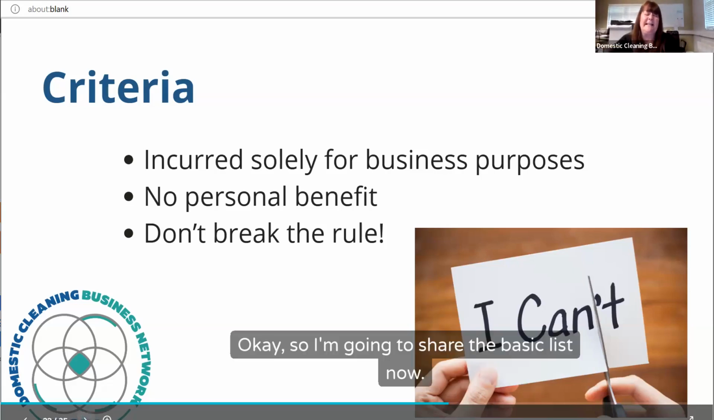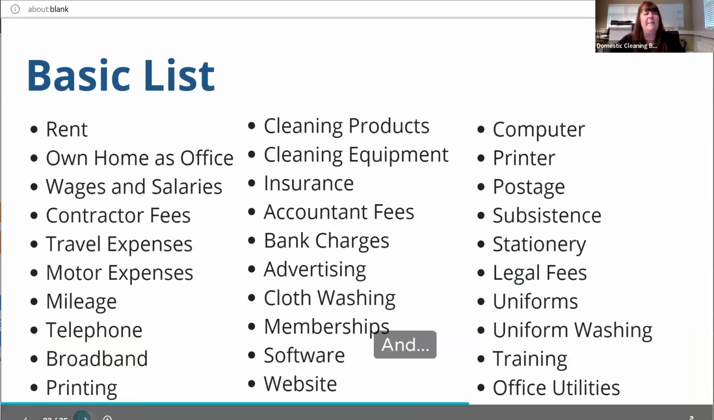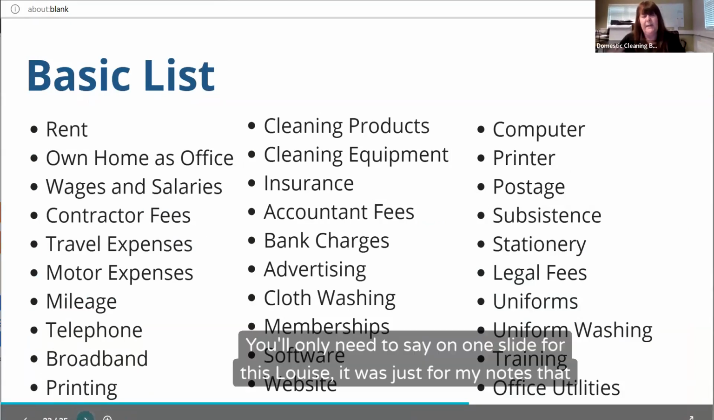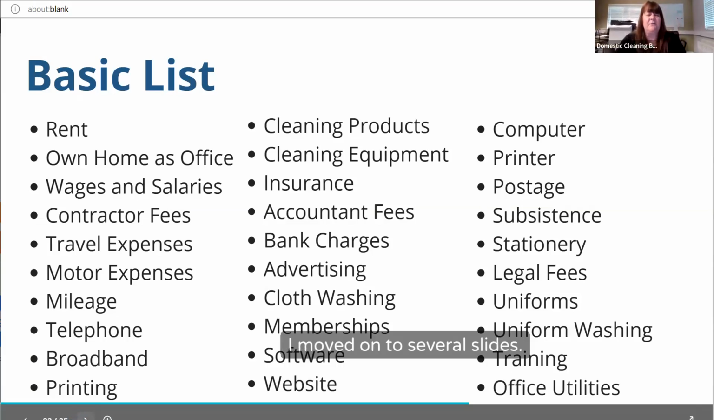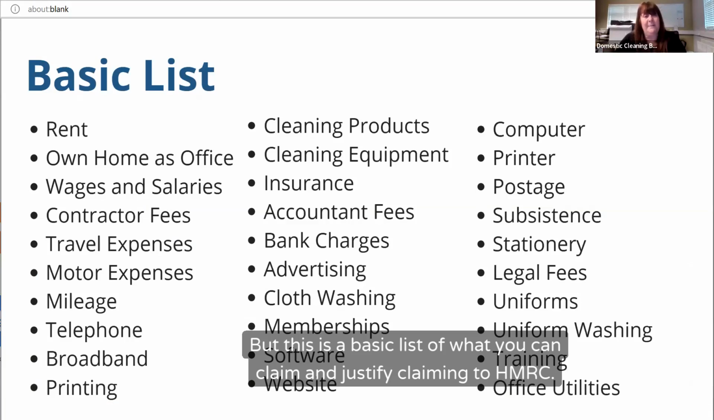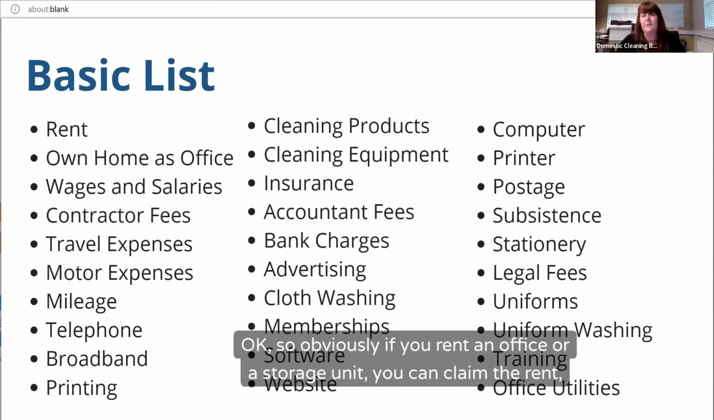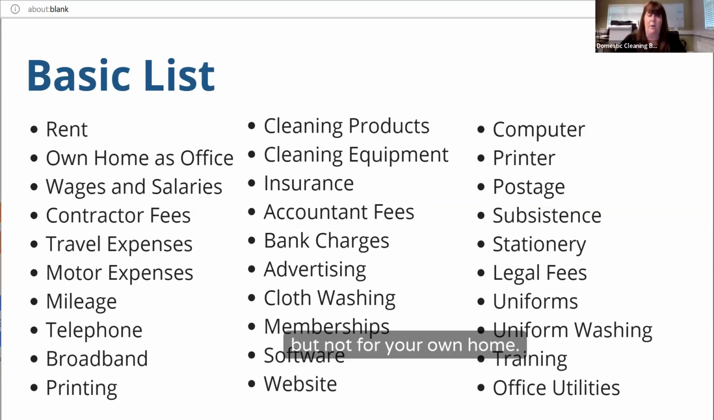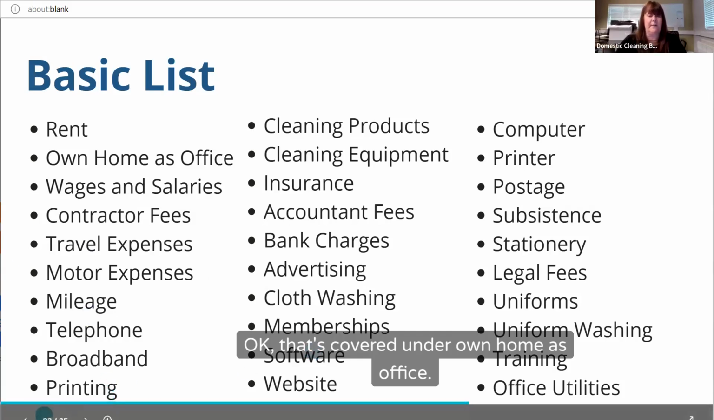Okay, so I'm going to share the basic list now. And you'll only need to stay on one slide for this, Louise. It was just for my notes that I moved it onto several slides. But okay, this is a basic list of what you can claim and justify claiming to HMRC, okay? So obviously, if you rent an office or a storage unit, you can claim the rent, but not for your own home, okay? That's covered under own home as office.